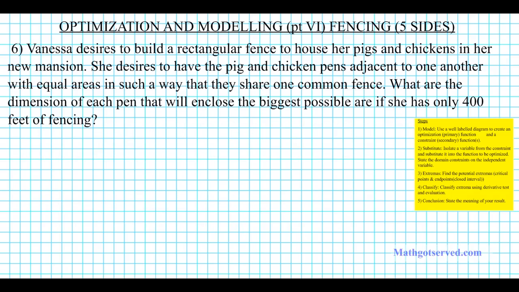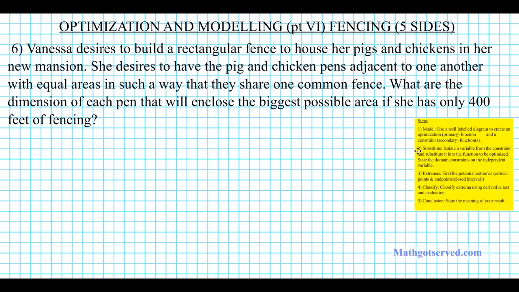Alright, so this is the problem we are solving here. Question number 6 says Vanessa desires to build a rectangular fence to house her pigs and chickens in her new mansion. She desires to have the pig and chicken pens adjacent to one another with equal areas in such a way that they share one common fence. What are the dimensions of each pen that will enclose the biggest possible area if she has only 400 feet of fencing?